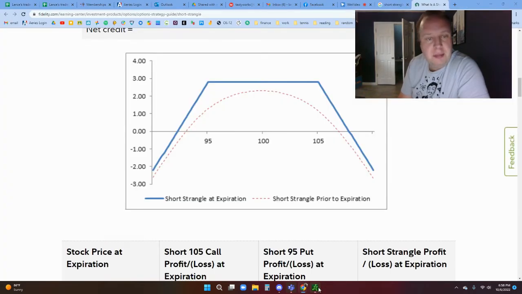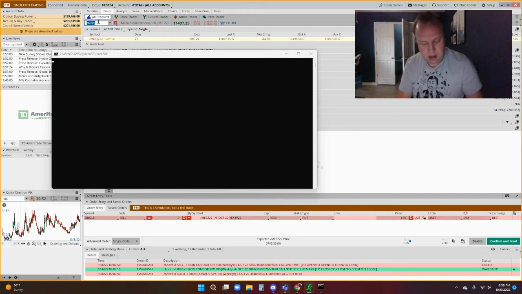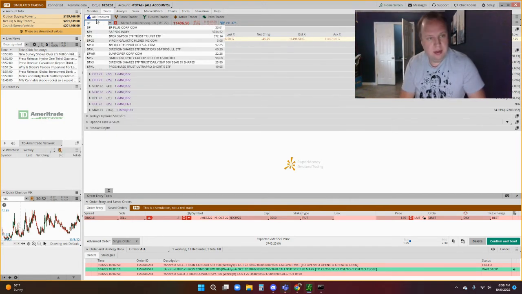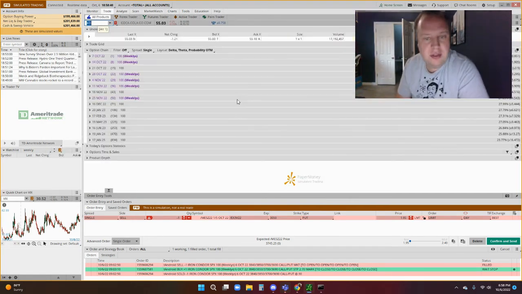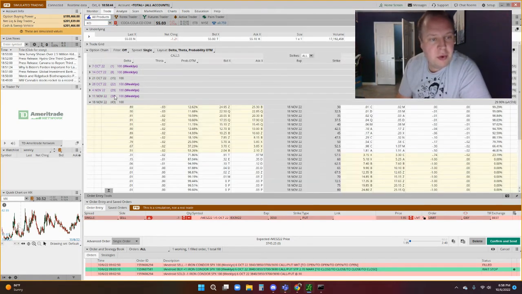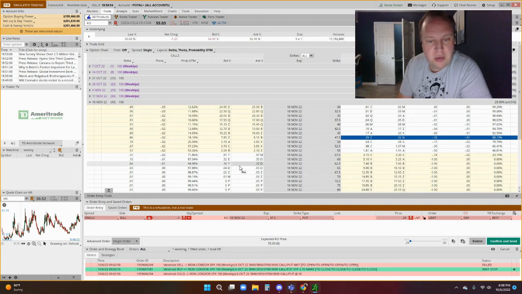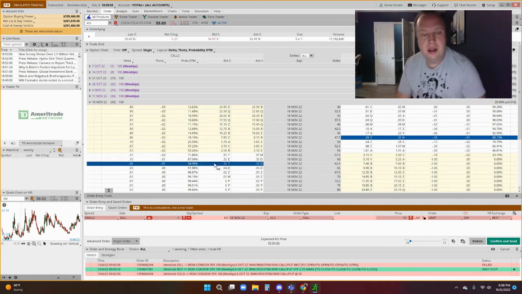So if we look at the Thinkorswim platform here, let's do this with KO, for instance, Coca-Cola. Right now it's at 55.03. Go around 43 days out. If you wanted to make a pretty reasonable strangle, you could go around a 0.1 delta. So you would be selling the 45 put, and then you would want to be also selling the 62.5 call.